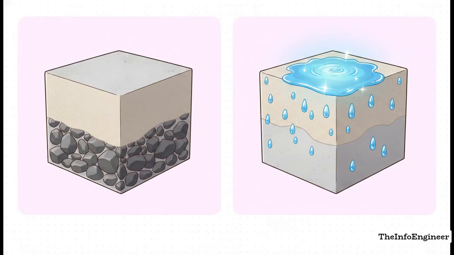To actually solve this, we've got to get our definitions straight. Segregation is when the constituent materials of your concrete, the coarse aggregate, the sand, the cement paste, literally pull apart. The heavy solids just physically separate. Now, bleeding is a very specific type of segregation. It's strictly the upward migration of water to the surface of your freshly placed concrete, and it's completely driven by the settling of those heavier solid particles.